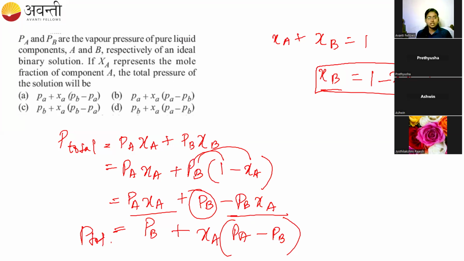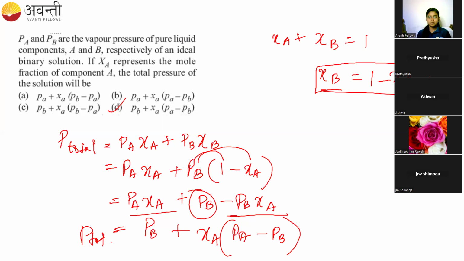I have solved this using capital A and B, and in the answer it is given in terms of small a and b. So option B is the correct answer. So Ashwin has got the correct answer. Very good, very good, students.